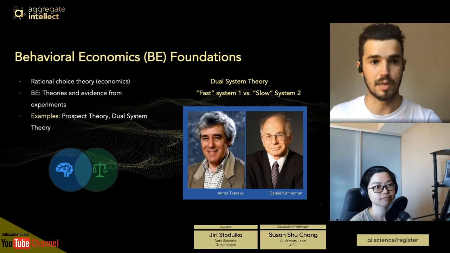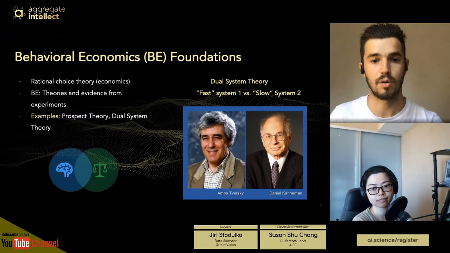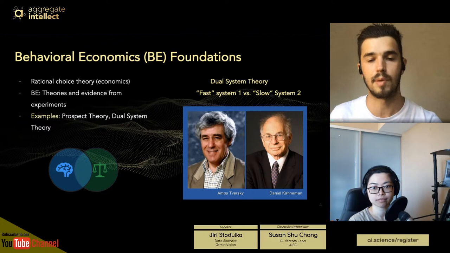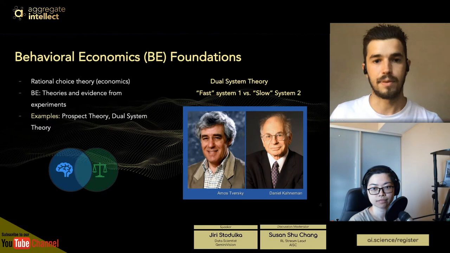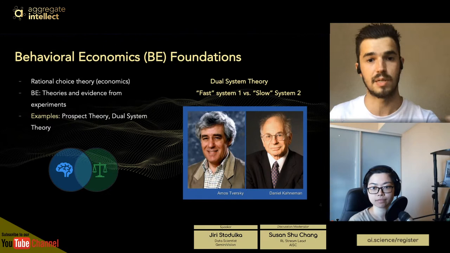They want to bring theories based on evidence from experiments. For example, one of the most famous theories is prospect theory, which was introduced by Daniel Kahneman and his colleague Amos Tversky. I'm quite sure you heard about these guys. Daniel Kahneman received a Nobel Prize in 2002 for his work. And particularly, he was quite successful for his dual system theory, where he introduced the fast system one versus the slow system two. These are two systems according to which humans make decisions.